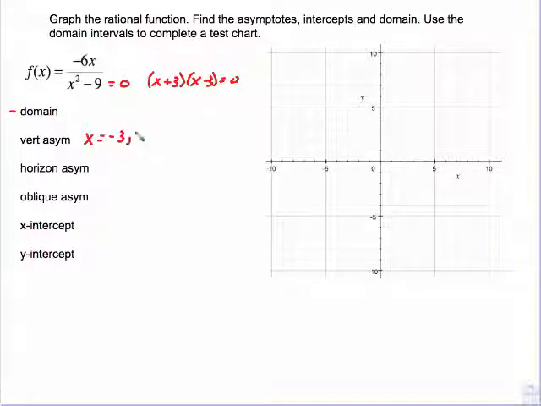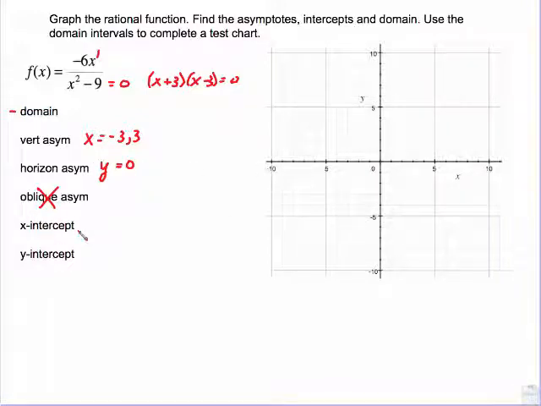That factors as x plus 3 times x minus 3 equal to 0, which will give me vertical asymptotes at -3 and 3. Horizontal asymptote, we want to look at the degree of the numerator compared to the degree of the denominator. The numerator degree is 1, the denominator degree is 2, so the numerator degree is less than the denominator degree, which makes the horizontal asymptote the x-axis, which is y equals 0. If there is a horizontal asymptote, there is no oblique asymptote. I could go ahead and name my domain right now, but I think I'll wait and get the graph drawn a little better.